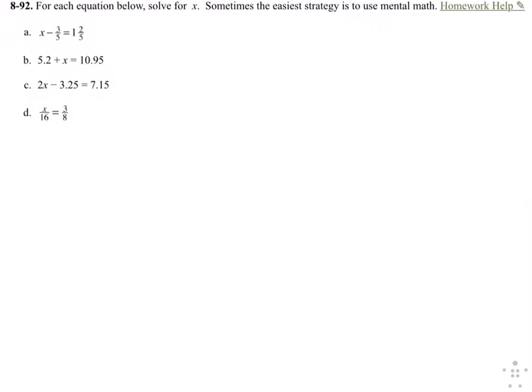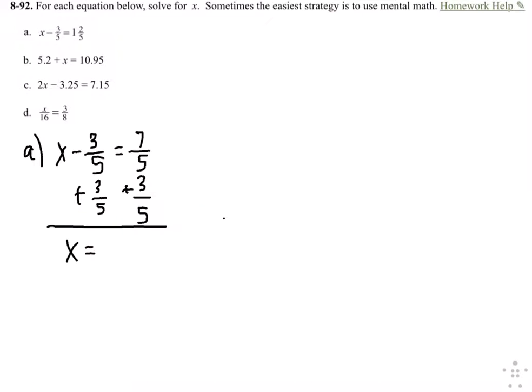Okay, for 92, let's start with A. We'll just go in order here, right? A, it's x minus 3/5 equals 1 2/5. I'm going to change that into improper fractions. I think it's easier. Equals 7/5, right? Then we add 3/5 to both sides, plus 3/5. And we get x equals 10/5, which is x equals 2, right?